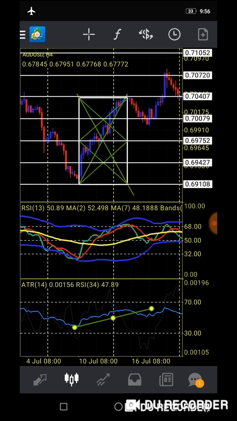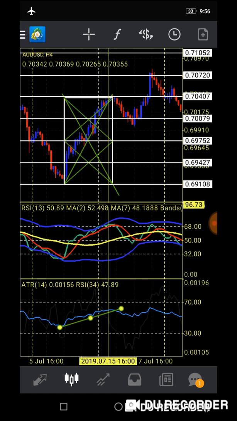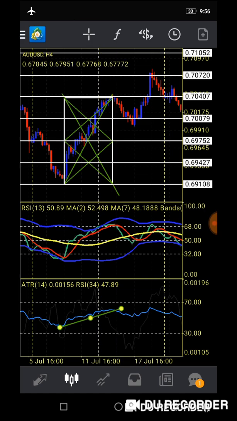the RSI broke the line. The 4-hour time frame. You can sell from this point. See it. This is how to use the RSI. You see? Exactly. Confirming the cross of the TDI and breakout of the rectangle.